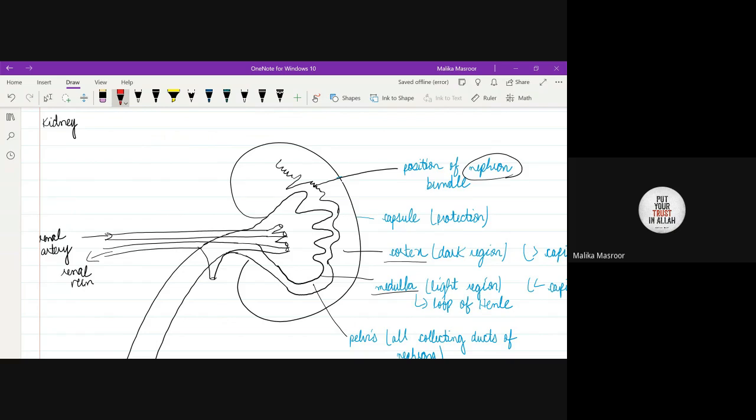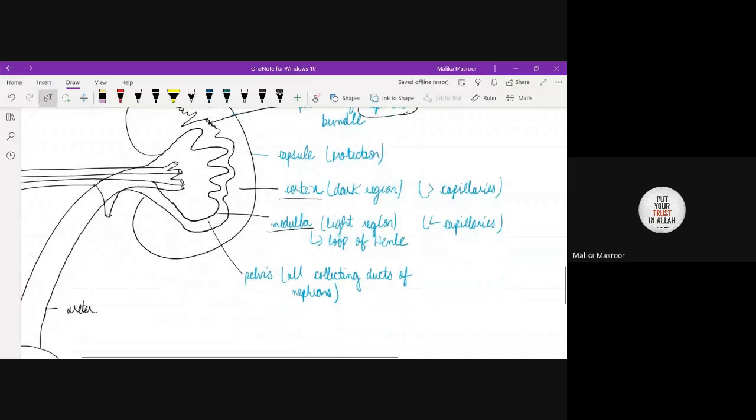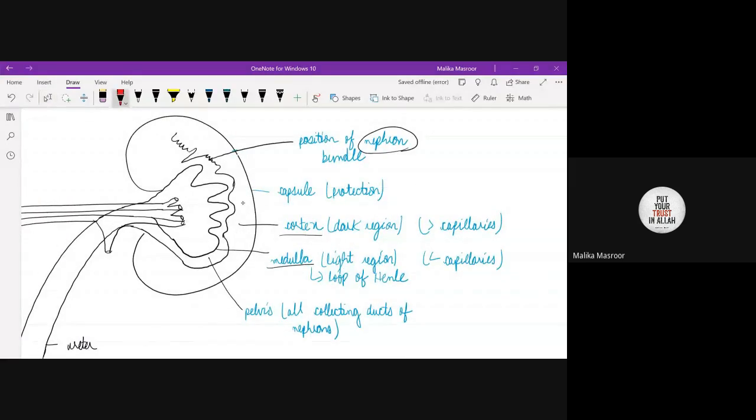Nephrons are basically smaller units of your kidney. There are millions of nephrons in each kidney that basically help with the filtration of your blood. This is your cortex. The outer part is supposed to be dark. I haven't colored it, but it's your darker region. And why is it dark? Because it contains a lot of capillaries.